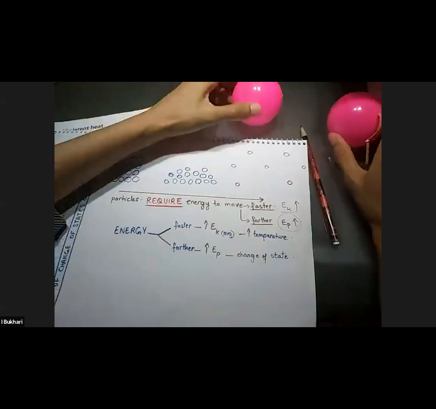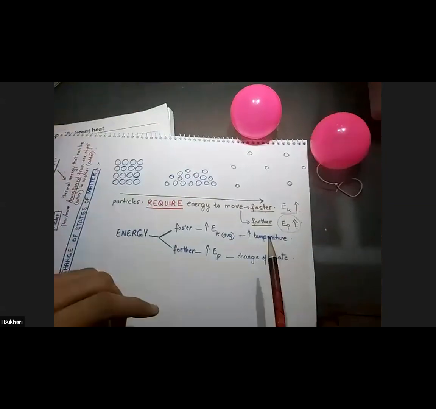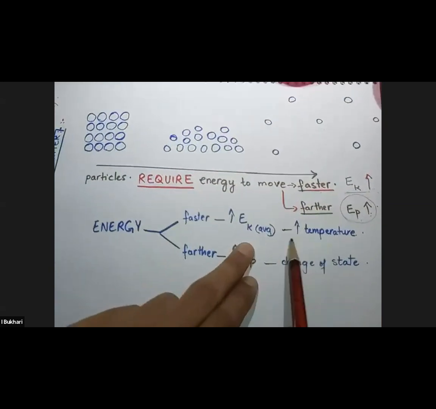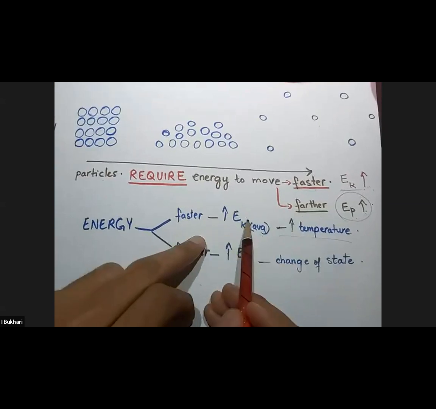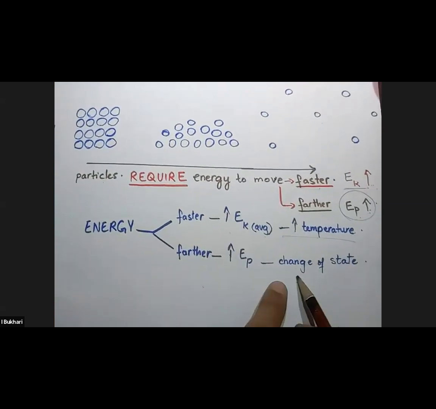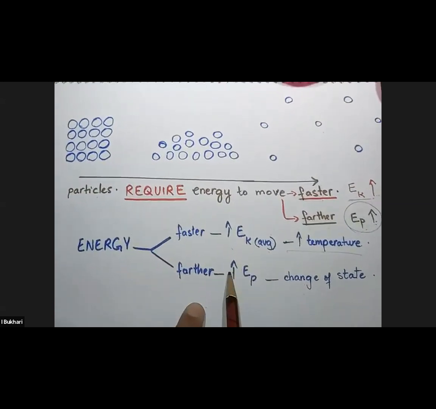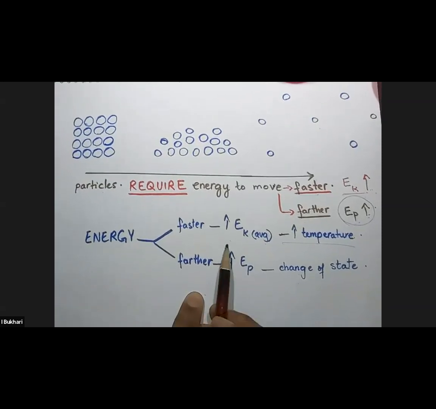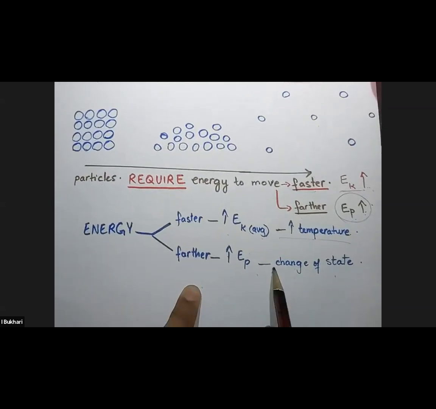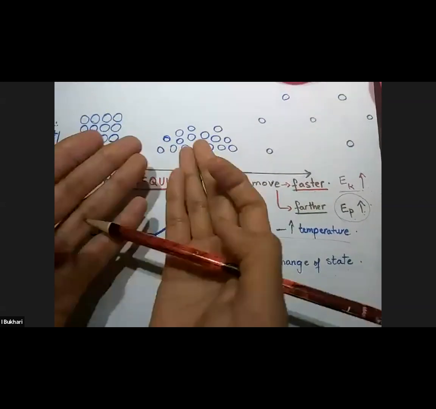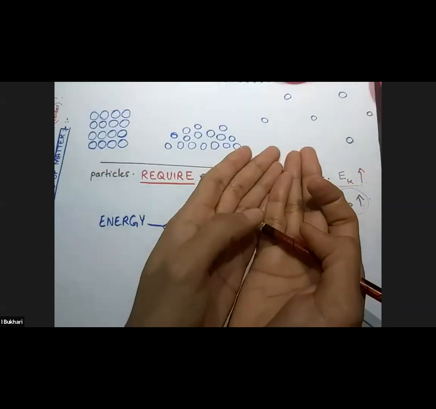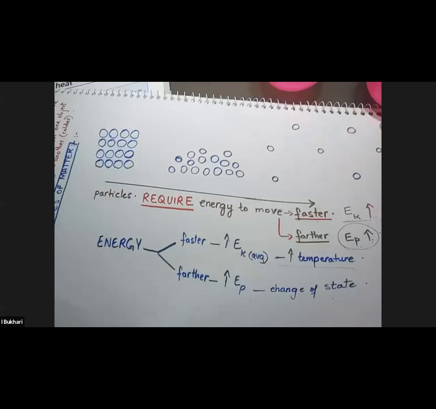Latent means hidden. Why is it hidden? Now we'll talk about it. The increase in average kinetic energy increases the temperature. Temperature, we know, is the average kinetic energy. Change of state takes place due to increase in potential energy. Change of state, meaning from one to the other and to the third, right?